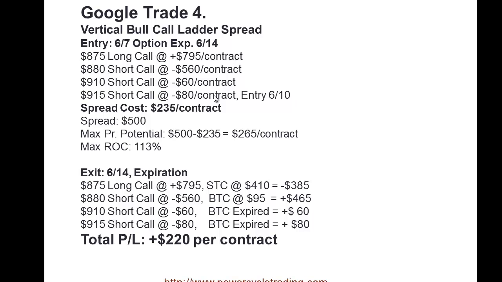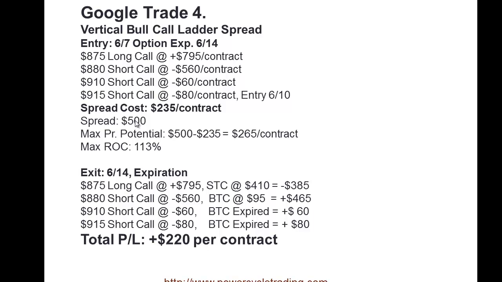So here's the trade that I set up. This was on the 7th of June. It was a vertical bull call ladder spread, and this is a weekly option spread that I like to do to take advantage of time decay. So I put on the 875 880 call spread, long the 875, short the 880, and I put that spread on at 795 and sold the 880 at 560. So I had the spread on at $235 per contract. That was my max risk capital exposure when I did the vertical spread.